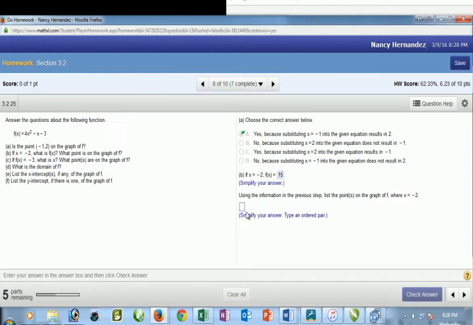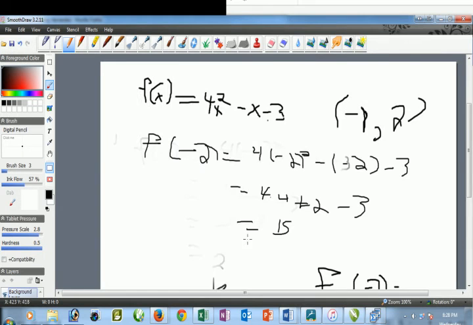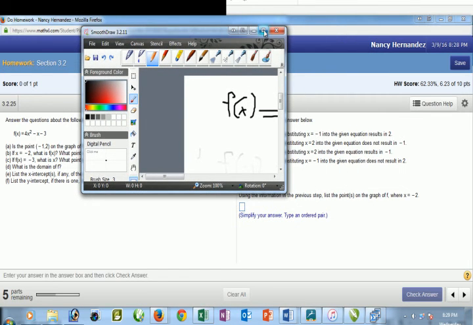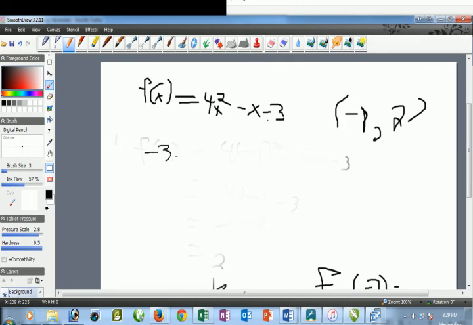Now, this is where people get confused. If f of x is -3, what is x? They're asking you for x, so what are you looking for? Y. So you come over here, where x is -2. You come back over here, and you simply do this. I'm going to Control Z, back all this away. I'm going to say y is -3, because that's what f of x is, equals 4x squared minus x minus 3.